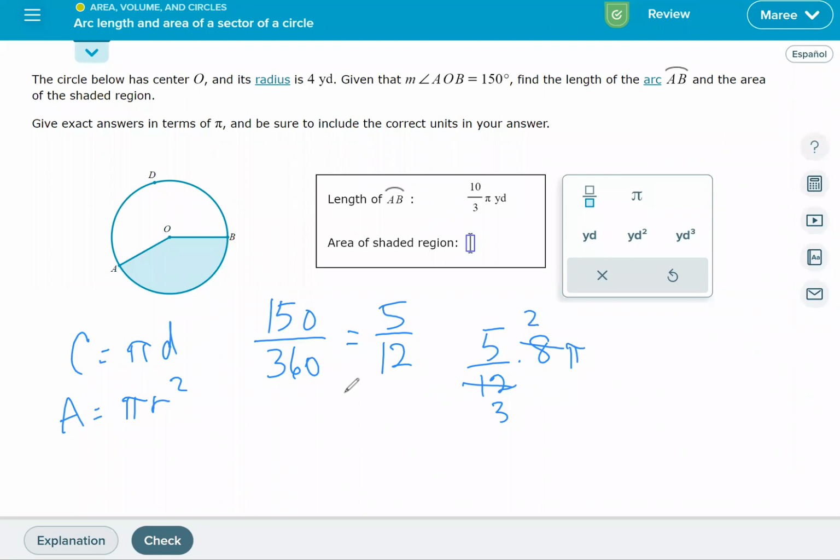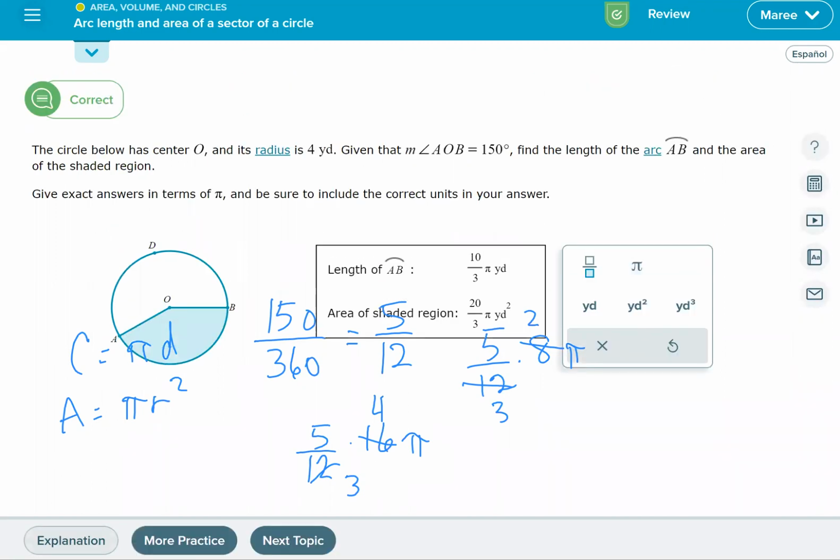For area, we're still going to use the same fraction, 5/12, but this time we multiply by the radius squared. Our radius was 4, squared is 16, and then we multiply by pi. We just need to reduce: 4 goes into 16 four times, into 12 three times. 5 times 4 is 20, so our final answer will be 20/3 pi. And because it's area, we want yards squared.